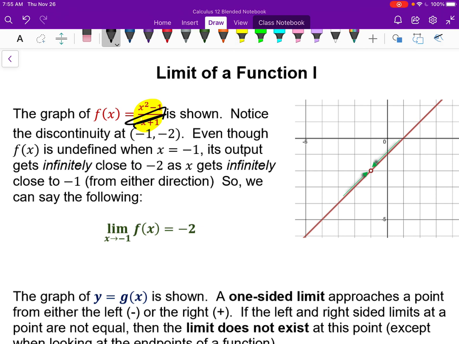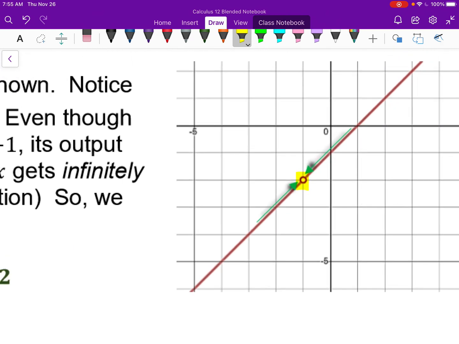It says, notice the discontinuity at negative 1 comma negative 2. Even though f of x is undefined when x equals negative 1, so only at negative 1 is this function undefined, we can get infinitely close to negative 1 and the function is still defined. And as we get infinitely close to negative 1, the function gets infinitely close to negative 2. And again, that's what these little arrows are showing us. Even though when x is negative 1 this function has a point of discontinuity, as we approach from the left or from the right, the y value, the output, gets closer and closer to negative 2, infinitely close to negative 2.